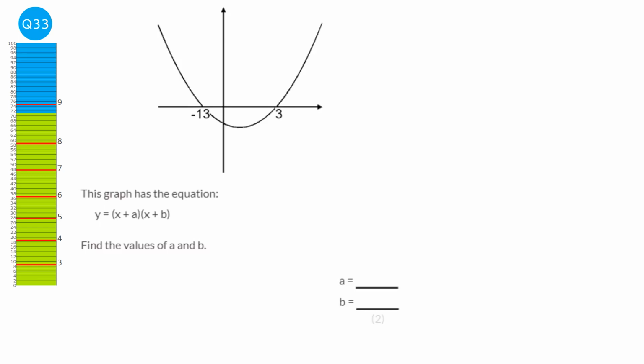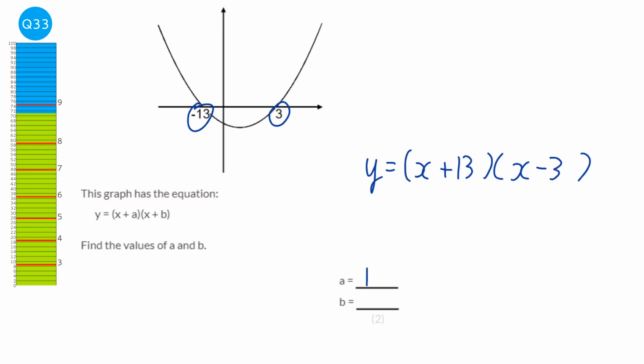If we know that the roots are minus 13 and 3, and we know that the quadratic can be written out like this, then that minus 13 shows us that the first part here, first bracket, is going to be the opposite sign to that. So if it's a minus 13, that's going to be a plus 13. And same with the second one. If that's a positive 3 as the root, then the bit inside the bracket will be a minus 3. So a is 13 and b is minus 3.